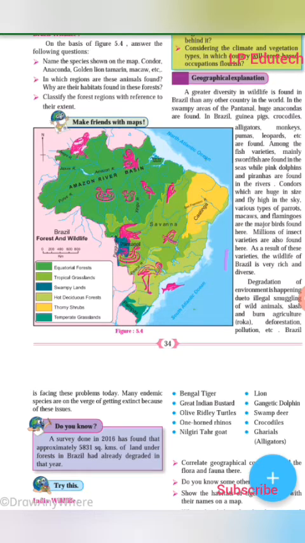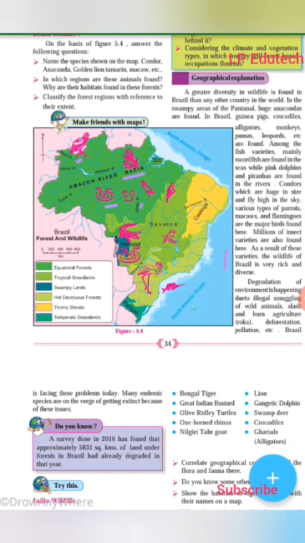Now, in which region are these animals found, and why are their habitats found in these forests? So just have a look at the particular figure. The golden lion tamarin, condor, squirrel, and cockatoo are found in the equatorial forest region. Golden lion tamarin, condor, then here is squirrel, anaconda. So these are found in the equatorial forest region part.